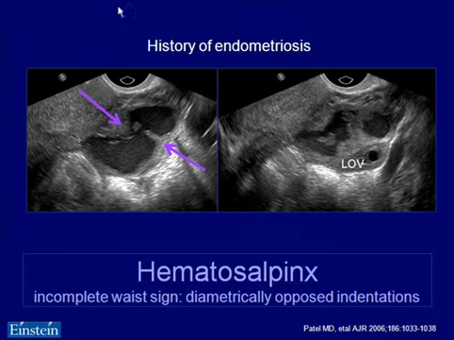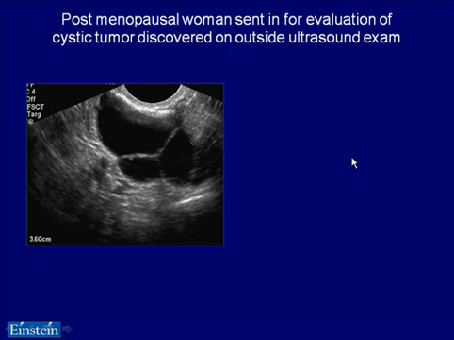This patient also has an abnormal tube. She has a history of endometriosis, and here's the tube filled with some low-level echoes, which were blood. And notice, if you will, the sort of indentations on either side diametrically opposed. This is the so-called incomplete waist sign, which has been described as a quite specific finding for a dilated fallopian tube. You can see the tube sitting on top of the ovary.